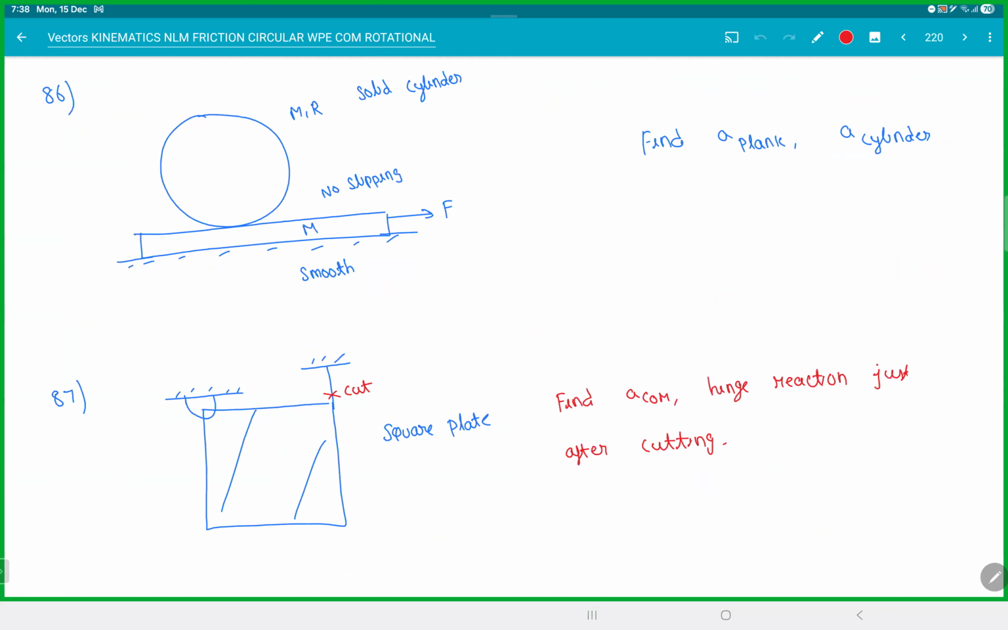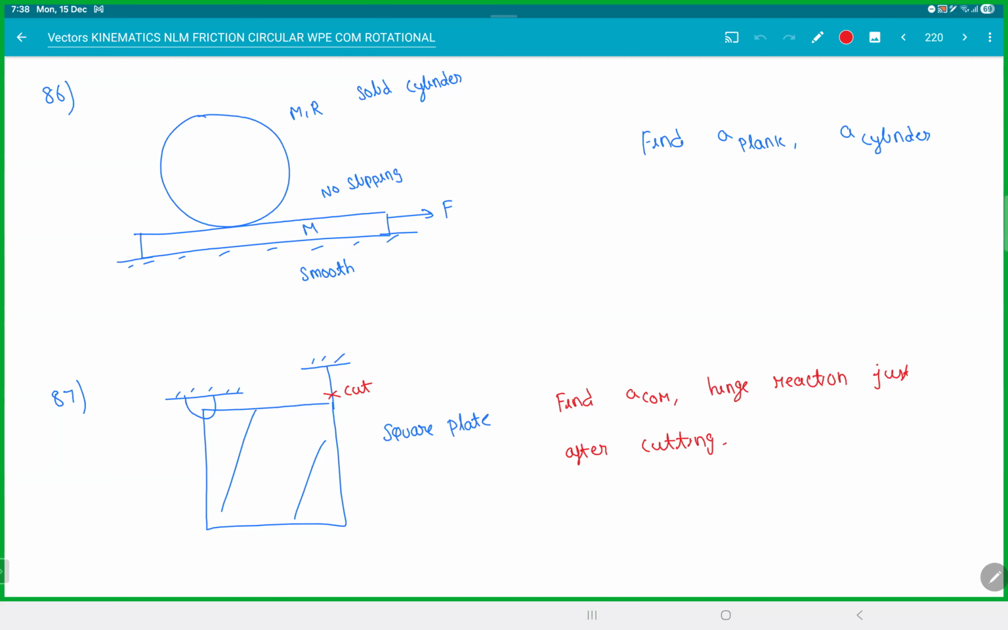Chalo, let's get these two. Solid cylinder on a plank, same mass, radius r, ground is smooth, there is friction between them. Find the acceleration of the plank and the acceleration of the cylinder.